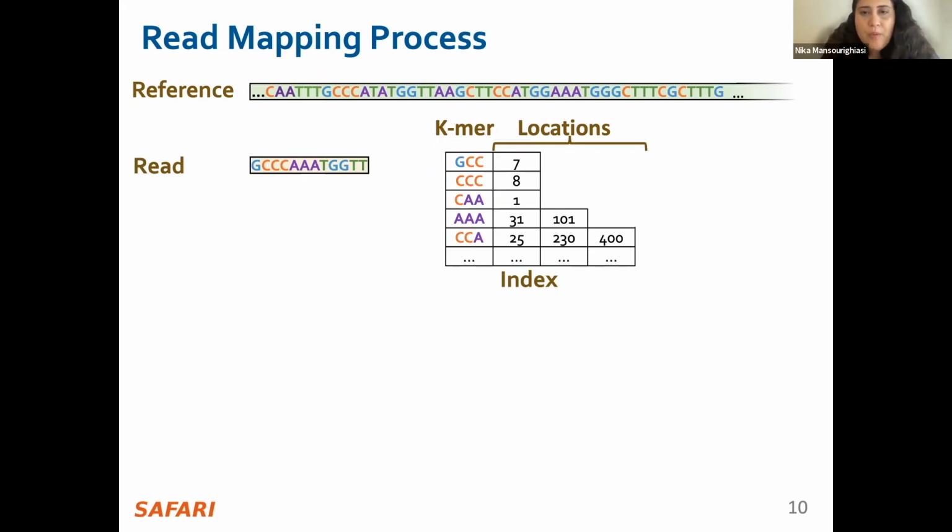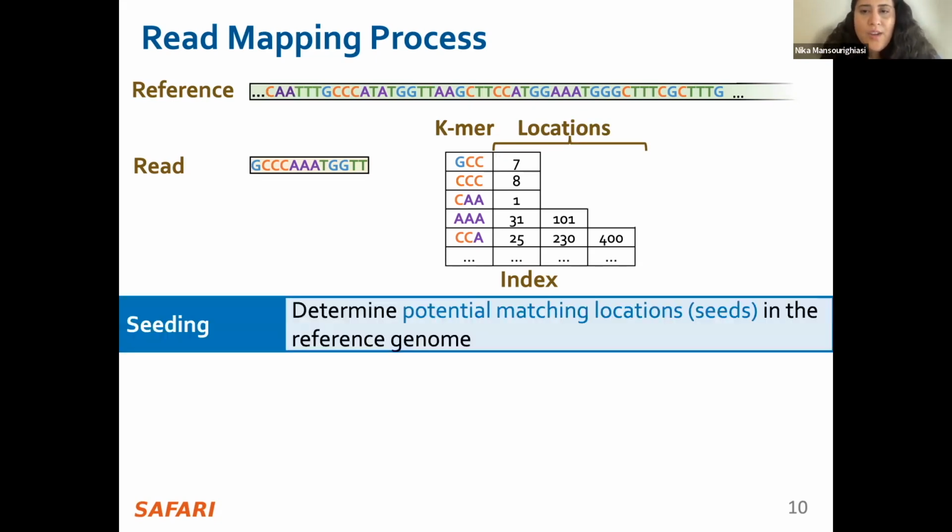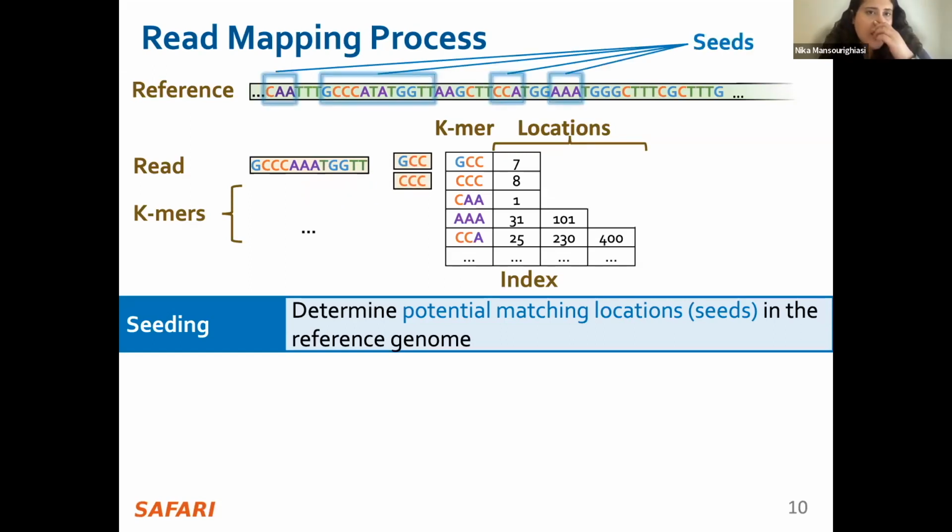In the first step, called seeding, the mapper extracts k-mers from the read. The goal is to determine potential matching locations, or seeds, in the reference genome. To do that, the mapper extracts some k-mers from the read and looks up the k-mers in the index. In case the k-mers hit in the index, the mapper marks the locations of those k-mers as potential matching locations, or seeds. So instead of looking at the whole reference, we only look at these small candidate locations.